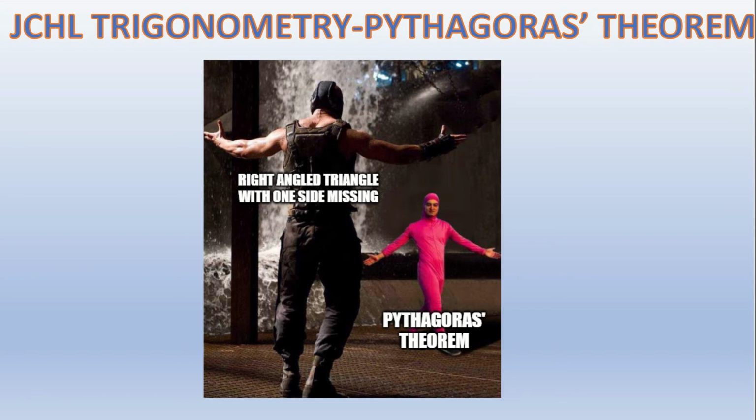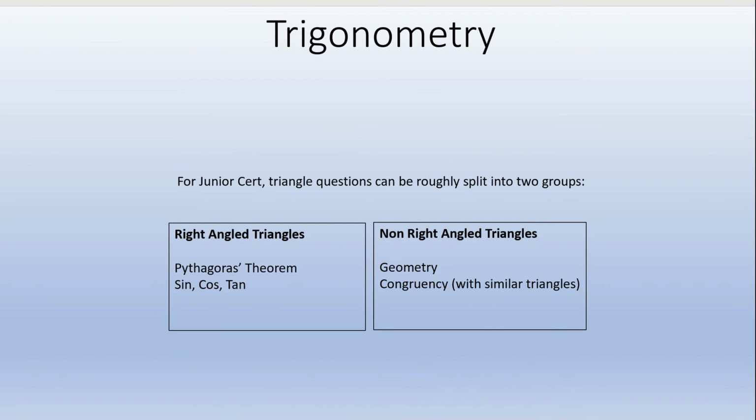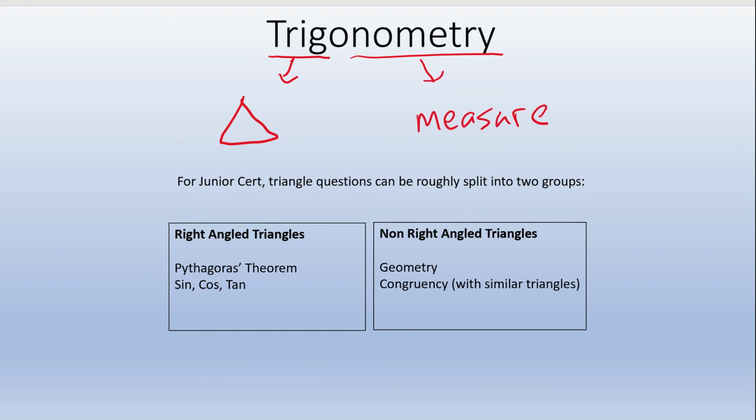So just before we go straight into Pythagoras' Theorem and how it comes up in exams and how you're going to answer the questions, just to make sure you get your full marks, I'm just going to talk a little bit about what trigonometry actually means. For trigonometry, the trig here is just short for triangles, and the onometry is like measure. So in general, trigonometry is just measuring triangles.